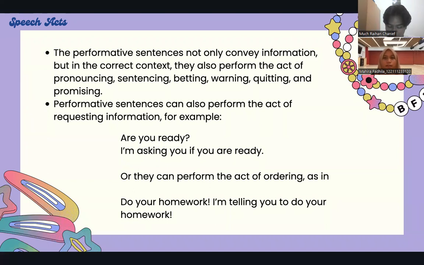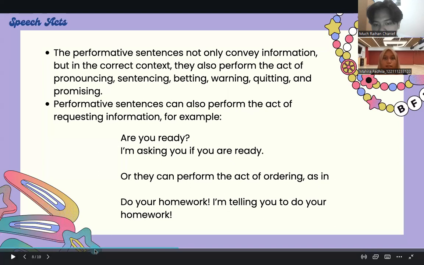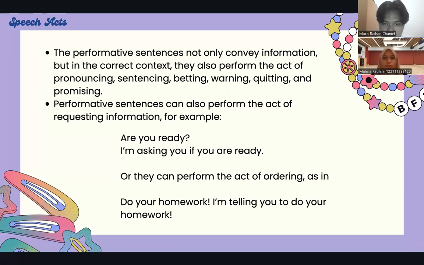Performative sentences can also perform the act of requesting information, as in the question, are you ready? I'm asking you if you are ready. Or they can perform the act of ordering, as in, do your homework. I'm telling you to do your homework. People of many cultures exhibit their awareness of the power of the spoken word to change the social environment when they warn their children to mind their tongue or watch what they say.